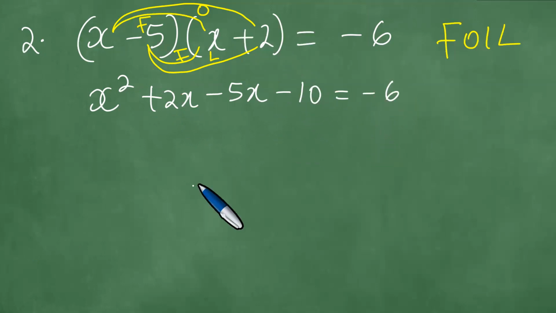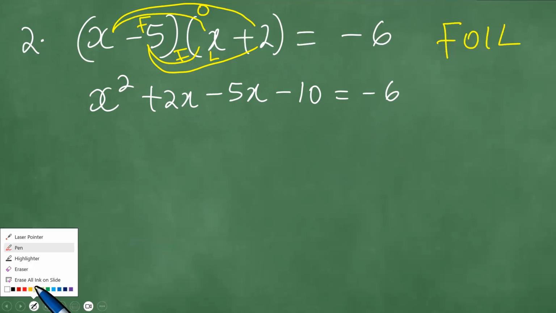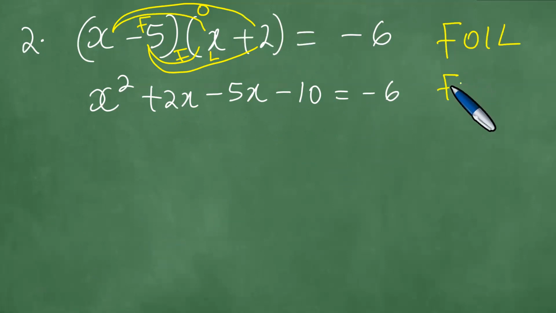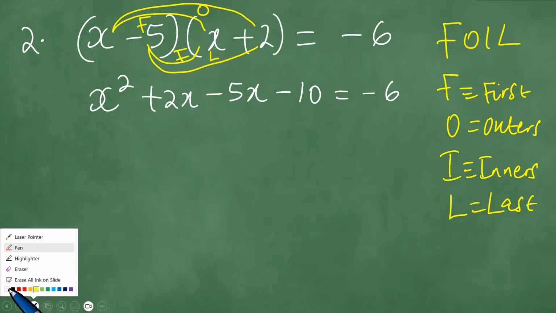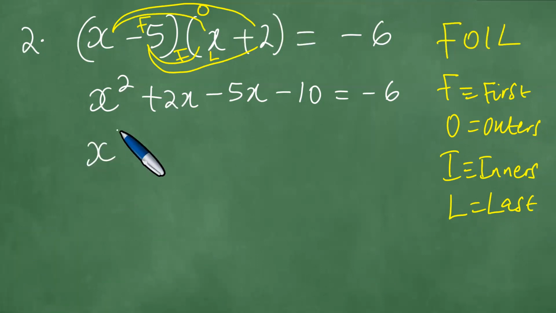Which is minus 6. Now at this point, I'll just pass a comment to say the F here represents the first. The O stands for outers. The I stands for inners. The L stands for the last. All together, let's look at this now. So we have x squared.